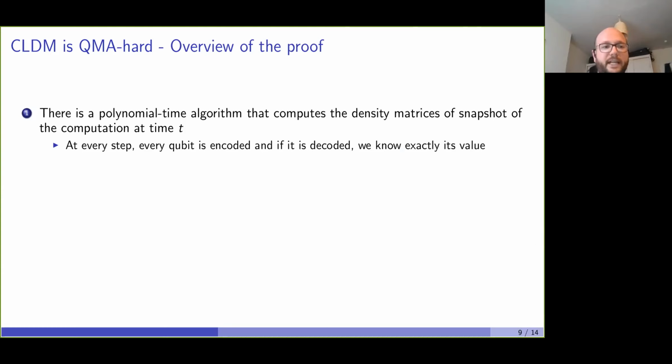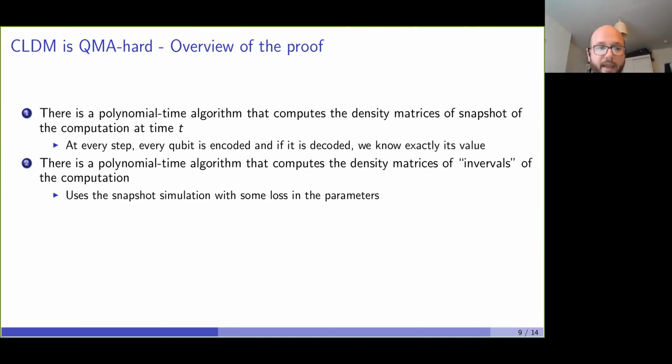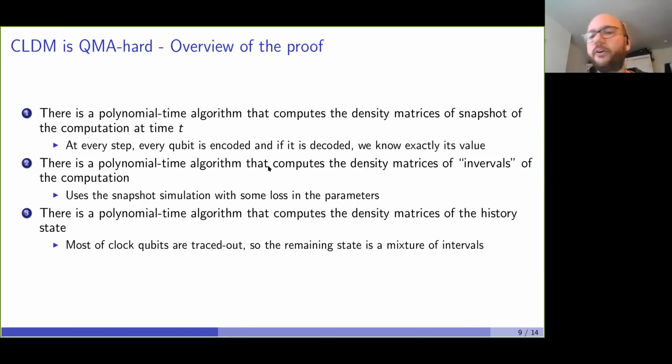I'd like to give a sketch of the proof. We show this previous theorem by showing that we can compute the 5 qubit reduced density matrix of every snapshot of the computation. Then we show that you can do it not only for snapshots of the computation, but for superpositions of small intervals of the computation. So instead of the whole history state, you have just a superposition of a small interval of this QMA verification. And finally, given that you can compute intervals, when you consider the whole history state, since you're tracing out a lot of the clock qubits, the remaining part is just a mixture of small intervals, and then you can reduce to the previous step and show that you can compute the reduced matrix of the whole history state.